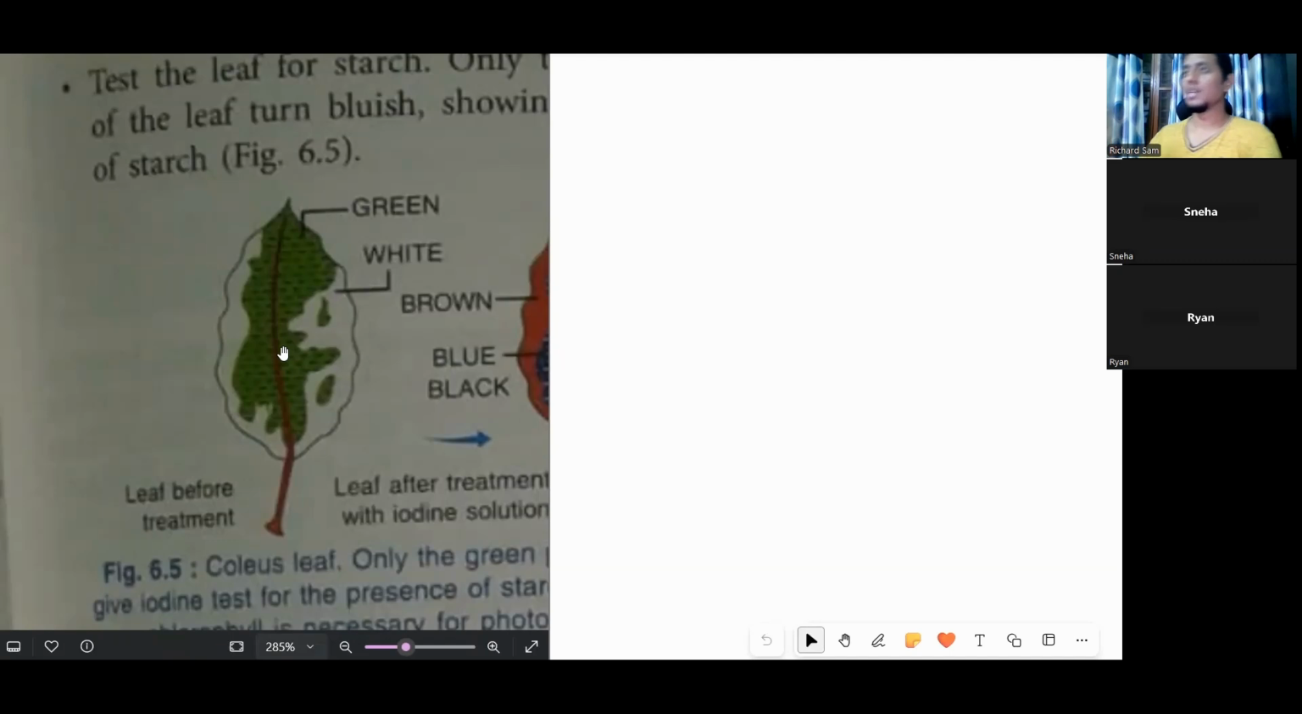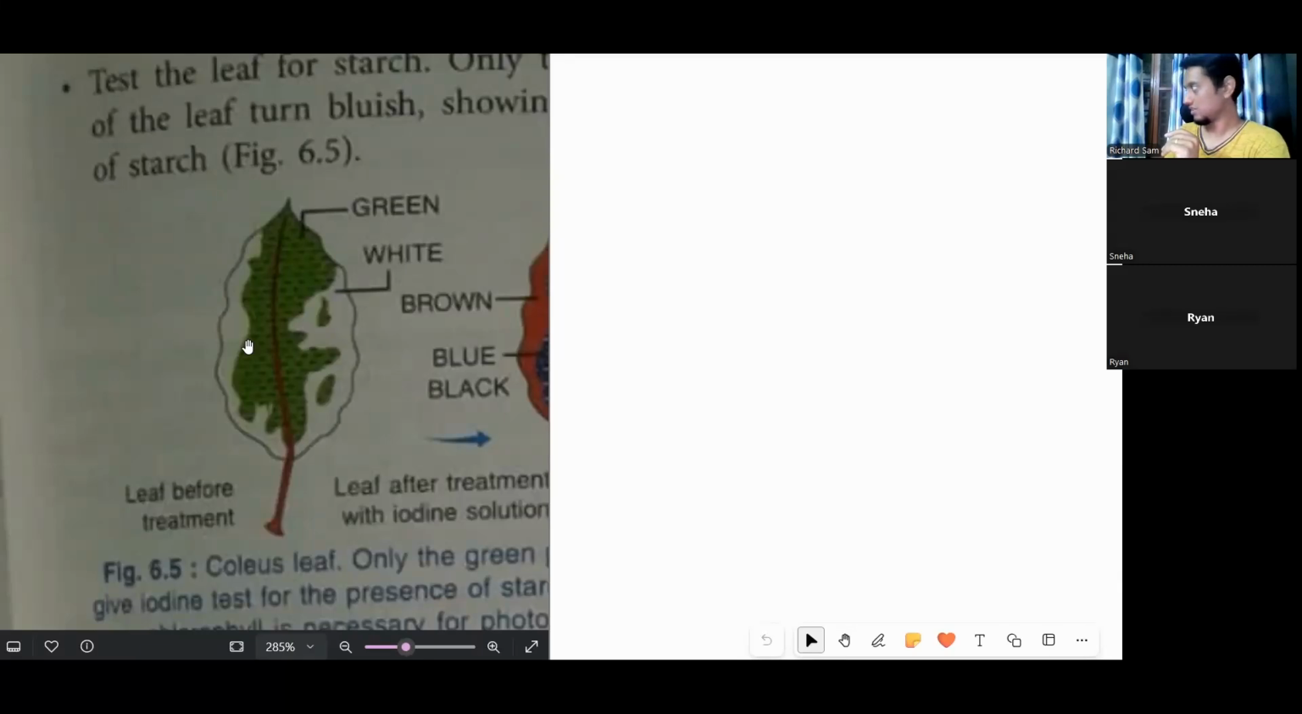Now, my second question, where is the starch present? Only in the green parts or in the whole leaf? No, in the whole leaf. Because, see, it was produced in the green parts, but then the starch was transported to all other parts of the plant. In a normal leaf, even if it is green only in the center, the starch is present everywhere.